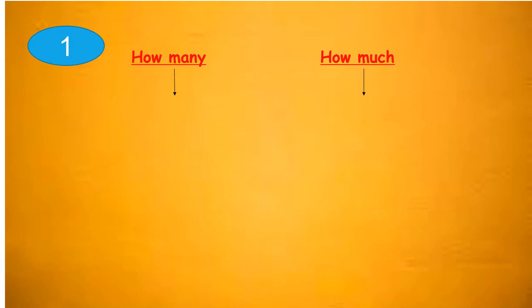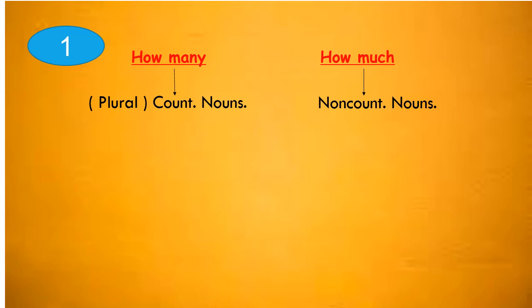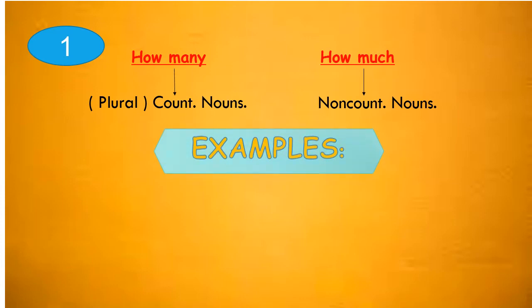So firstly, I can use how many with count nouns. And I can use how much with non-count nouns. So count nouns like what? Count nouns like bags, like books, like pens, and so on. What about how much? What about the non-count nouns? Non-count nouns like water, like juice, like coffee, like tea, and so on. Let's move to our examples.